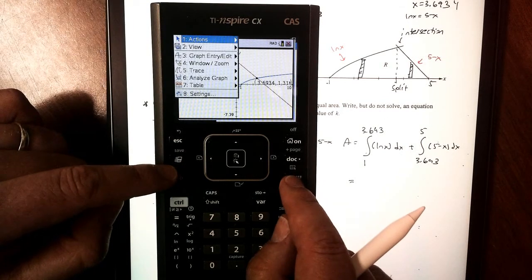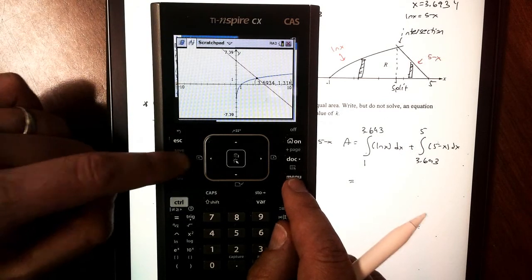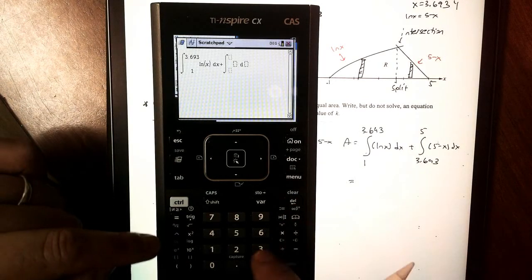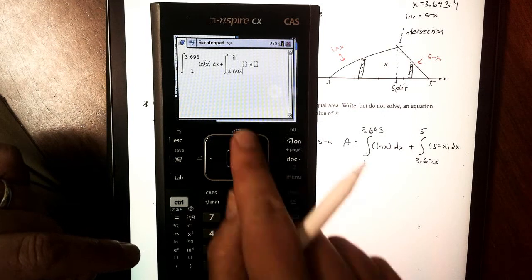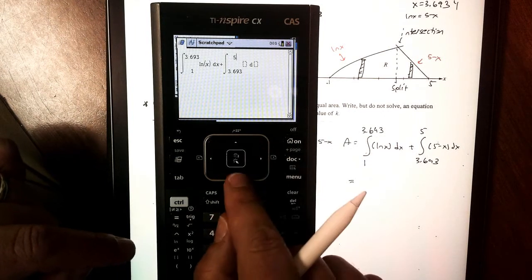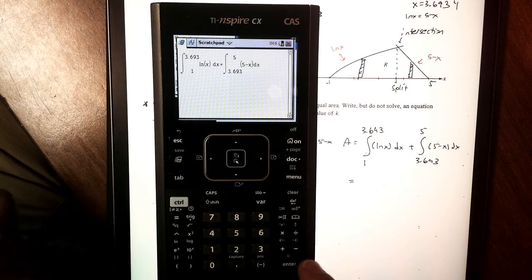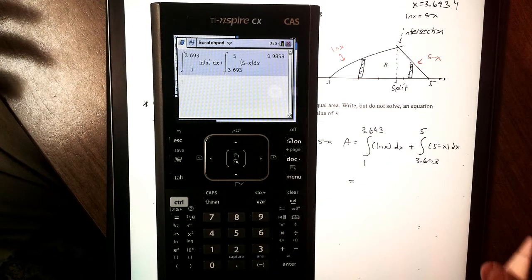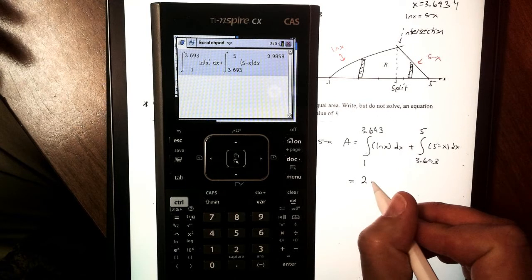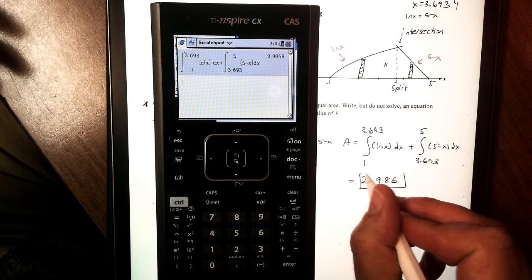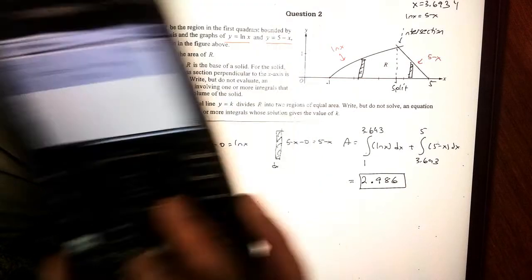Menu. Whoops, hit the wrong button. Go back. Menu. 3.693 all the way to 5. And we're going to type in 5 minus x. And again, don't forget your dx. And I just press enter. And we get 2.986. And there is our area right there.